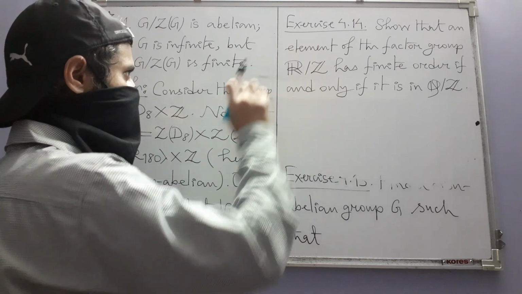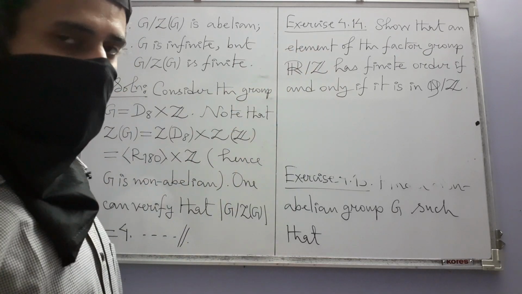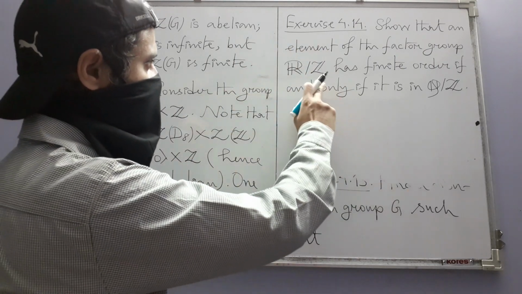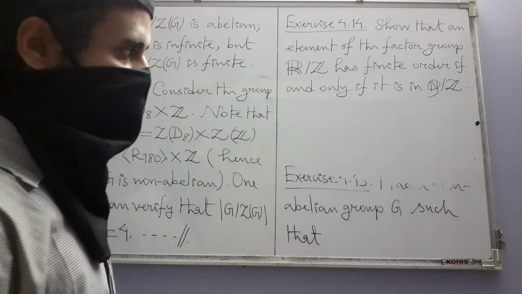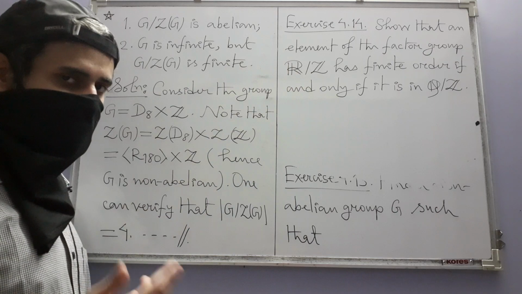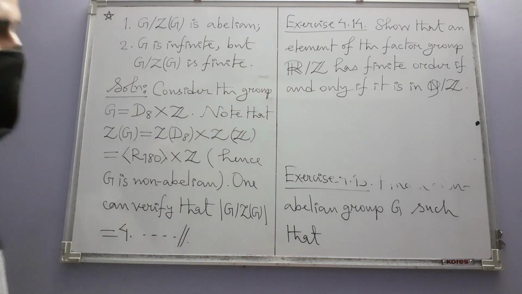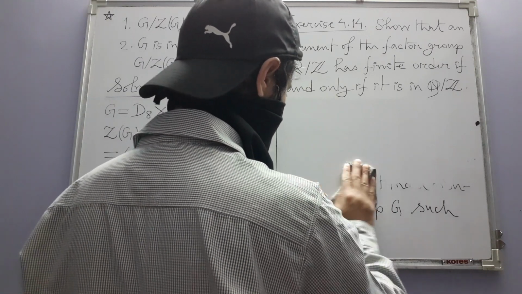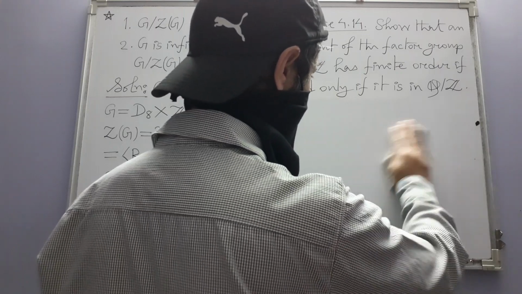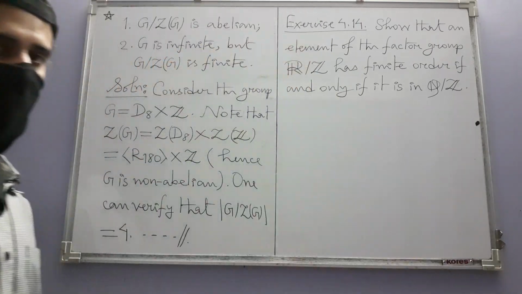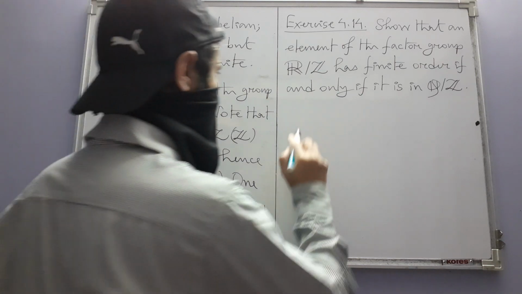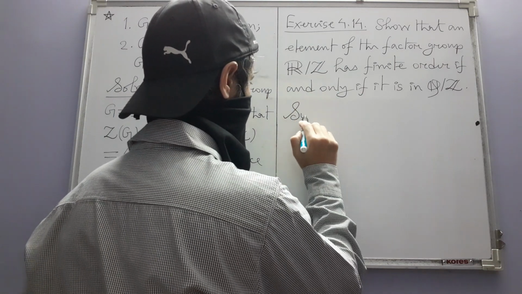Here the original group is the additive group of real numbers, and there we are considering the additive group of integers as a normal subgroup. It is normal because the original group is abelian. Now it's about the elements in this group having or not having finite order. Okay, so let's see the solution.